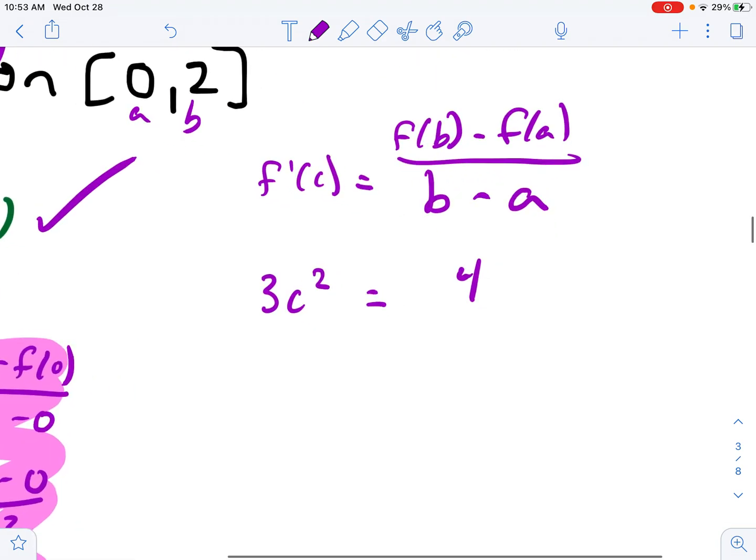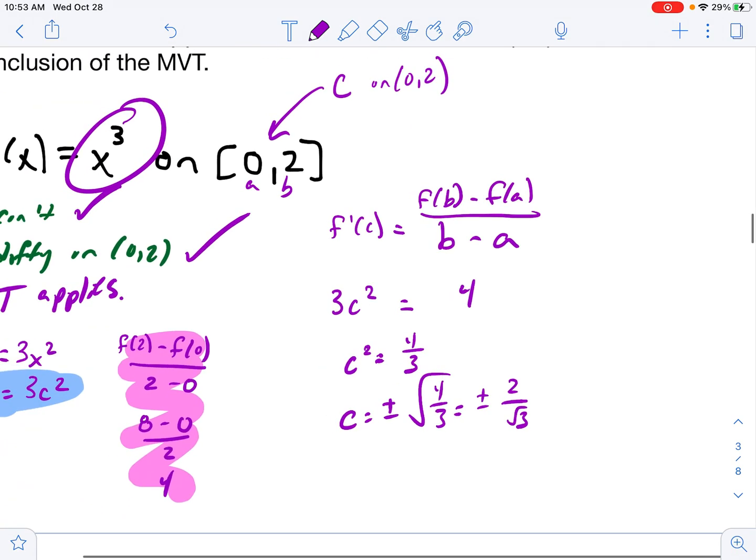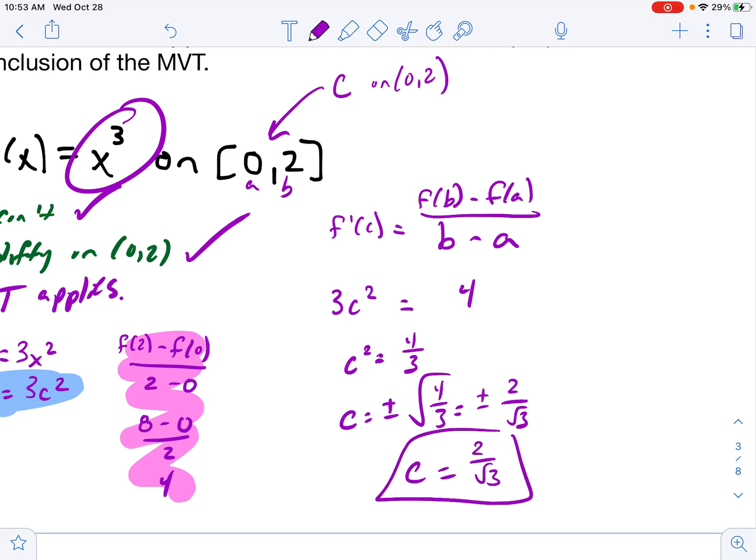And now we solve for c, right? So not too bad. C squared is going to be what? 4/3. And so c is going to be plus or minus square root of 4/3, which I could write as plus or minus 2 over radical 3. Okay? And again, we're on the interval from 0 to 2, so we're going to take the positive version of that. And there we go.